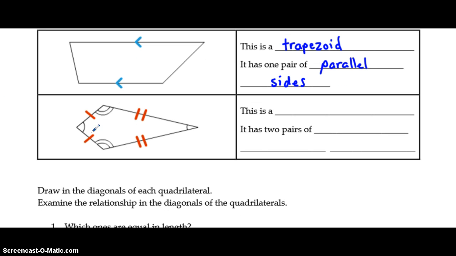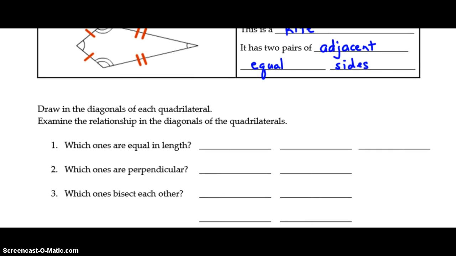This one here is called exactly what it looks like. It is a kite. With a kite, it has two pairs of adjacent equal sides. Adjacent means sides that are beside each other. So these two sides are beside each other and equal, these two sides are beside each other and equal. So that is your quadrilateral family.